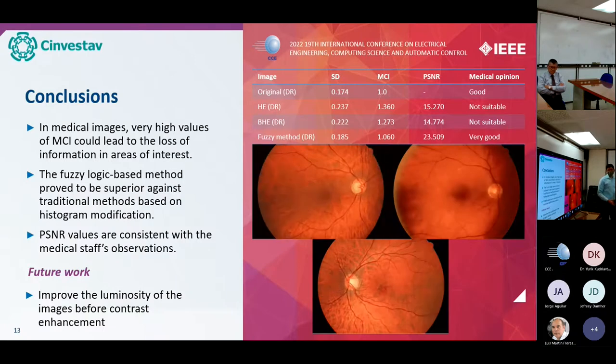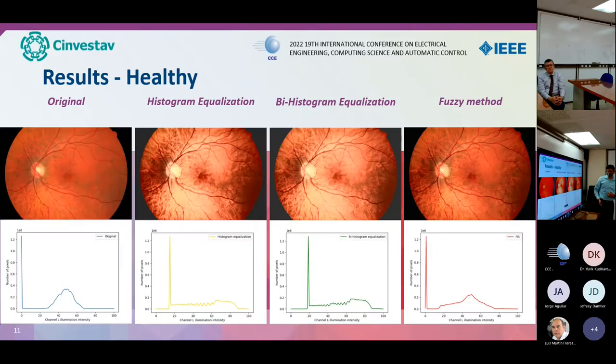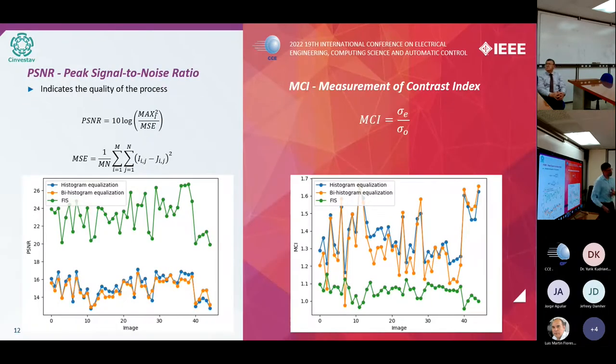And well, another conclusion is that our method proved to be superior against the traditional methods based on histogram modification, that are histogram equalization and bihistogram equalization. We said that it's superior because of the opinion of the medics, sorry, and because they are consistent with the PSNR values that, in these graphs, show that our method has a better quality than the other two methods.